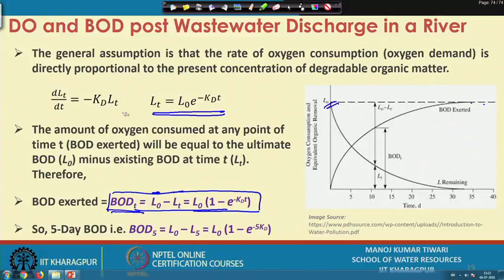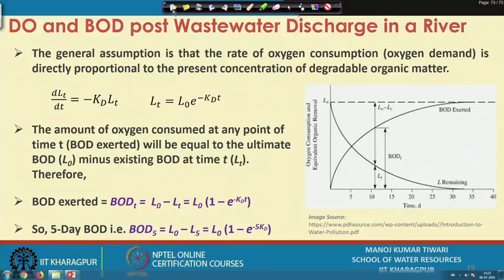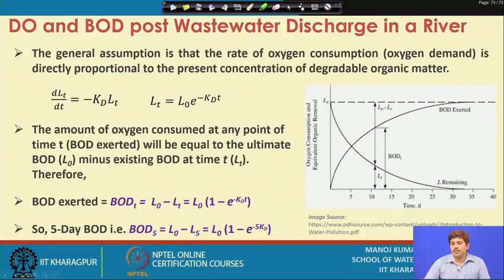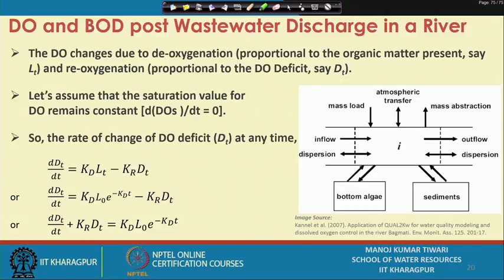So, since this is a first order kinetics, this is a first order equation, so you will see an exponential decay in the BOD remaining, okay, and similarly an exponential increase in the BOD exerted or amount of oxygen consumed. So, that is how the BOD profile looks like in a river, if we ignore all other things. For dissolved oxygen, we have discussed this in the previous lecture as well, that dissolved oxygen changes primarily due to the deoxygenation and reoxygenation.